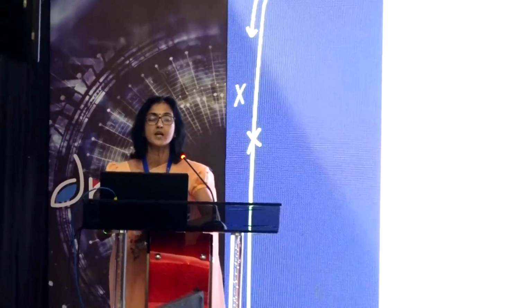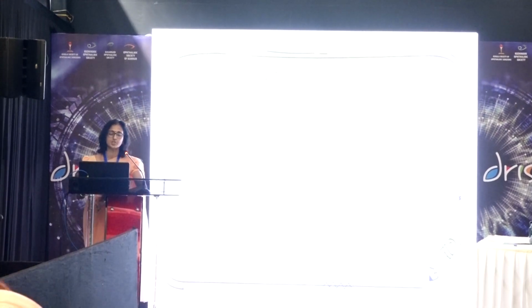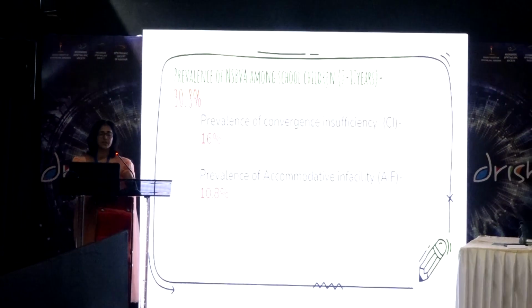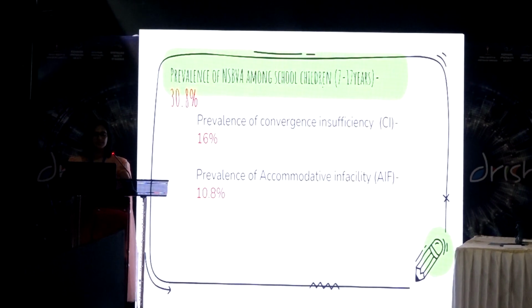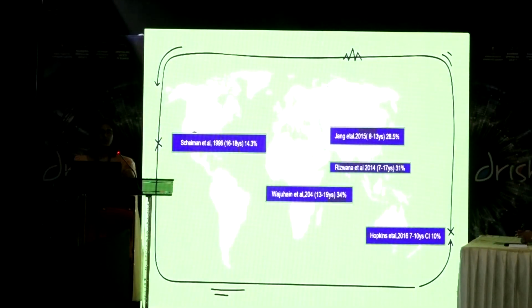I would like to share a few recent papers. This is a paper showing the prevalence of non-strabismic anomalies of binocular vision conducted by Rizwana et al. It shows that the prevalence of NSBVA among children in the age group of 7 to 17 years is nearly 30.8%, where convergence insufficiency is 16% and accommodative infacility about 11%. If you check the global data, it is almost similar or even more than this. This gives you the inference that it is not confined to one part of the world.